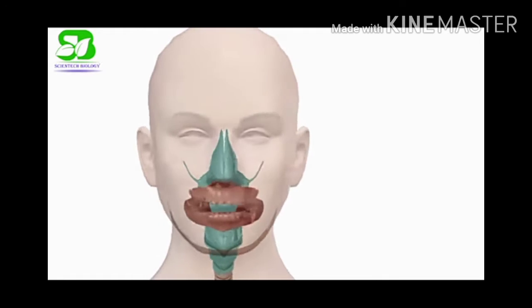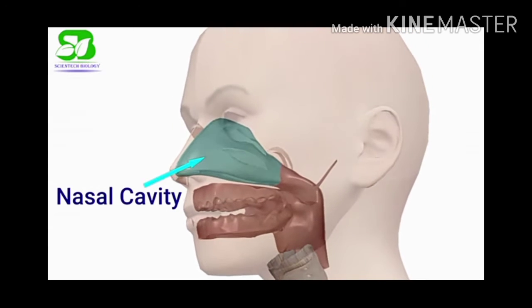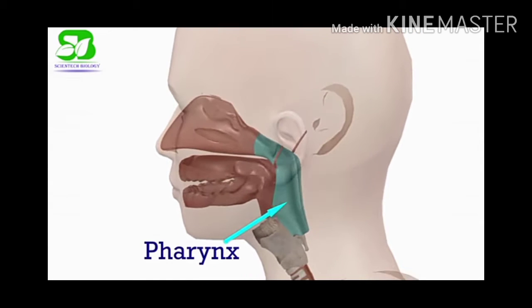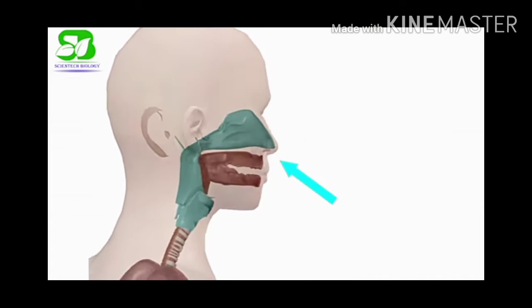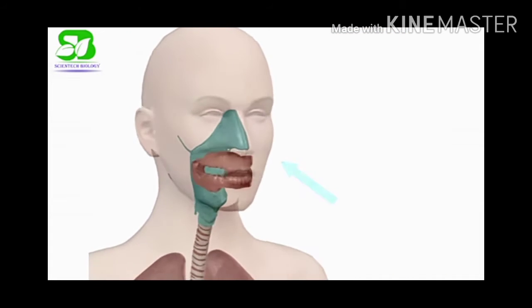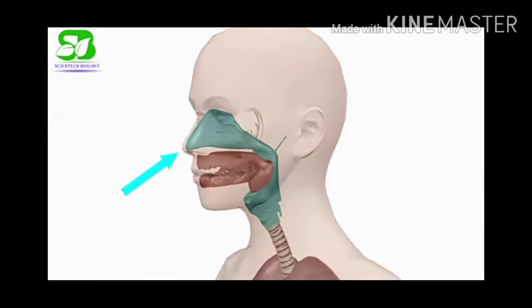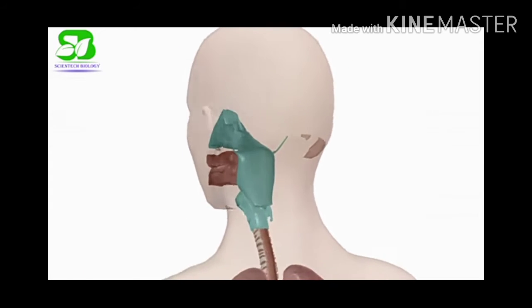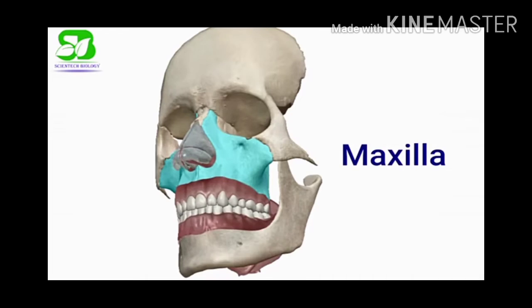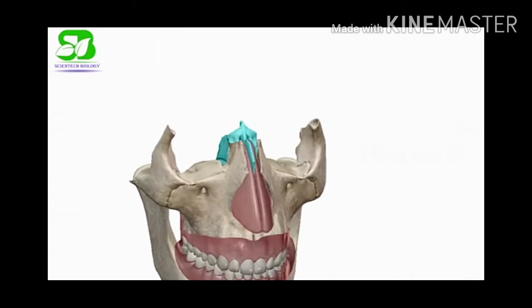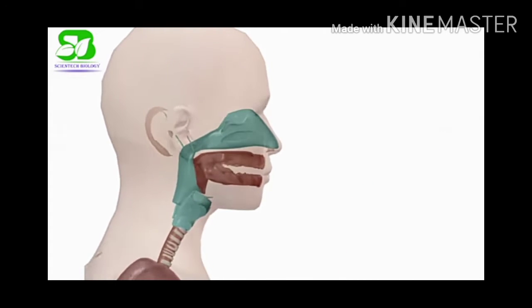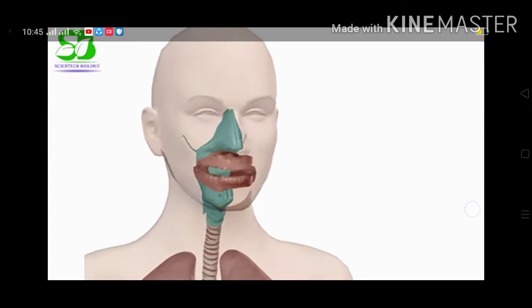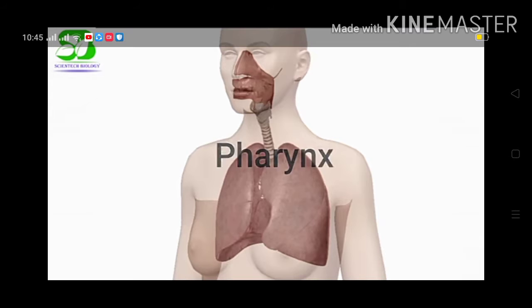The upper part, related to the skull, starts from the nasal cavity, pharynx, and larynx. The nasal cavity has a few bones. The nasal area has a bone called the vomer, which is present in the frontal part of your skull. The ethmoid bone is also there. All these bones are present in the skull.